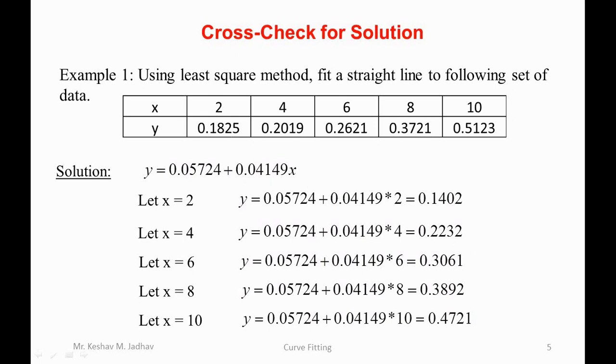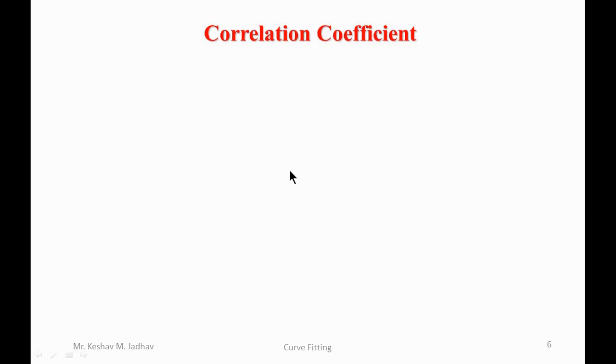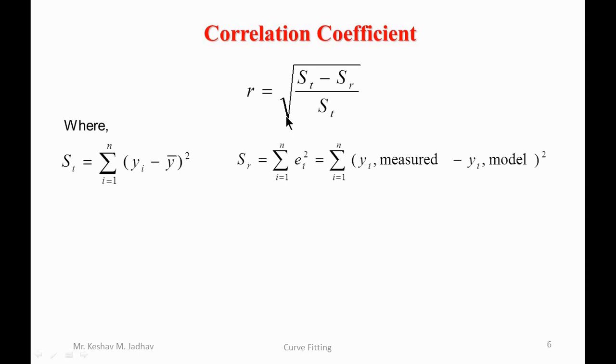Now here, in given problem, number of data points are 5. So best fit for this given data is 4th order polynomial equation. Now we can check the goodness of this equation by calculating correlation coefficient. So let us calculate correlation coefficient. So this is the formula for calculating the correlation coefficient.